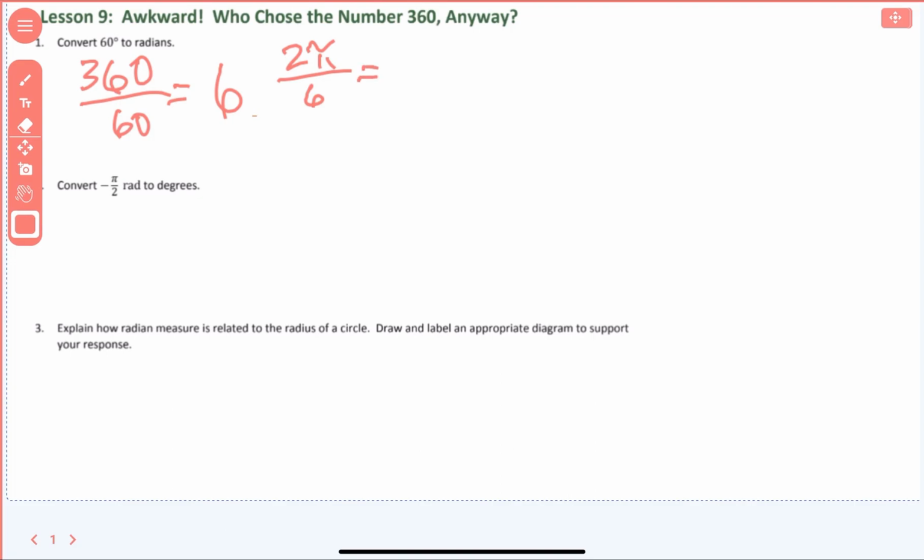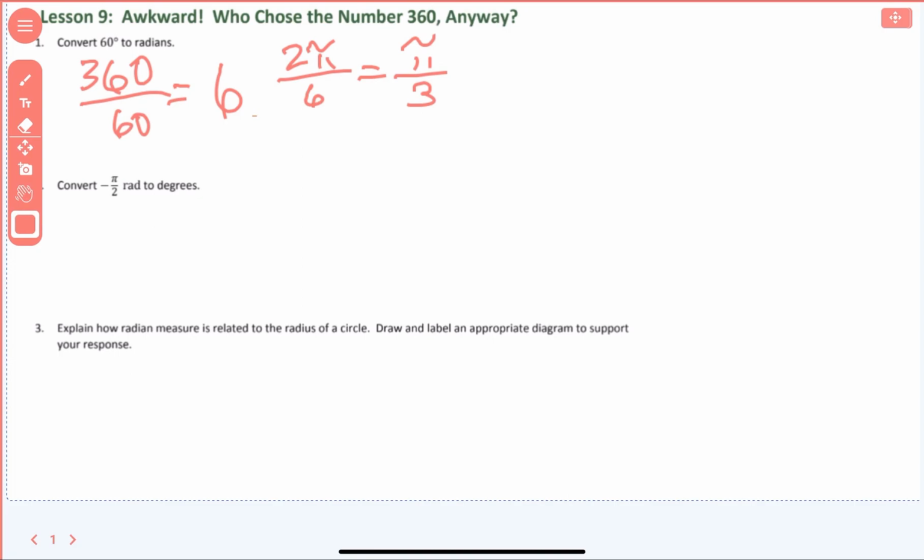So that would equal pi over 3. That's all you have to do. 360 divided by your degrees, then 2 pi over that answer, over that quotient there. That's the simplest way to go from degrees to radians.